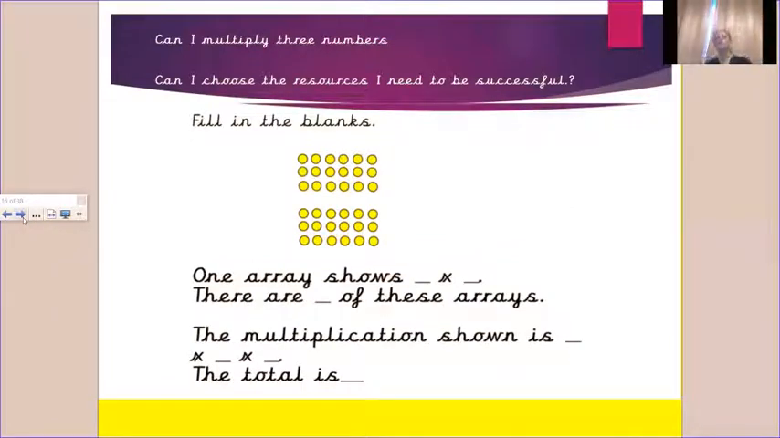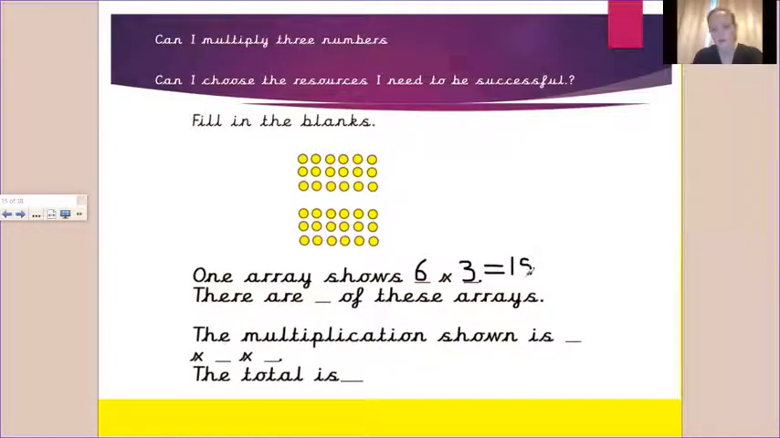So I would like you to fill in the blanks of how to write this array. Remember, an array is the way that the counters are laid out equally. So the one at the top shows we've got 1, 2, 3, 4, 5, 6. It shows us 6 times, and there's 3 rows of 6, so 6 times 3. And we know that 6 times 3 is 18, equal to 6, 12, 18.